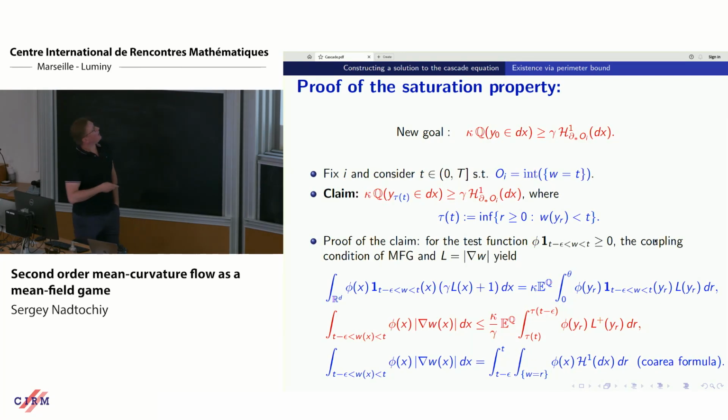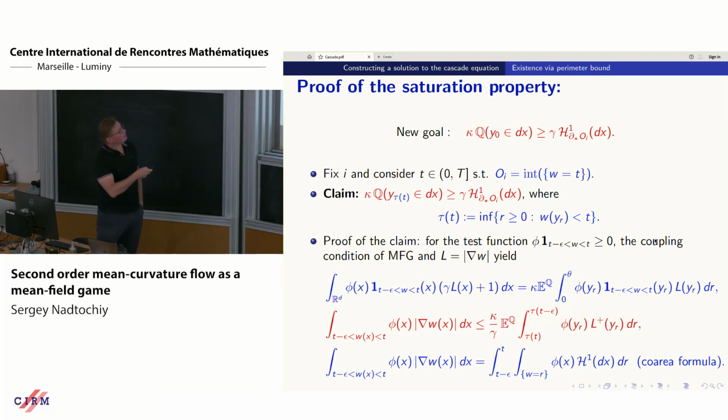Now, how is this done? So this is our new goal, right? Saturation. All right, so this is just a reminder that OI is the interior of the set. And before we prove the saturation, we're going to prove a slightly different version of the saturation property, where I replace 0 by tau t. What is tau t? Tau t is the first time when the particle reaches a t level set of W. So it's like you do gradient descent of W and you reach level t.